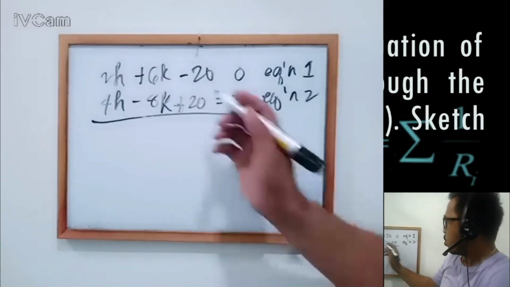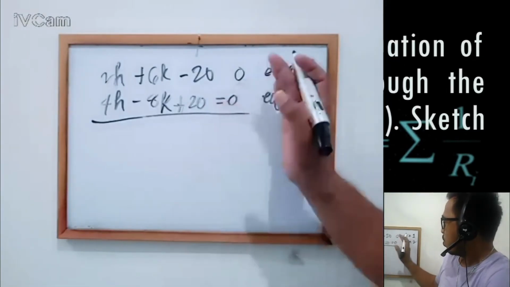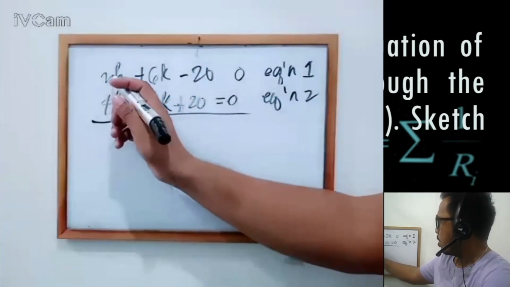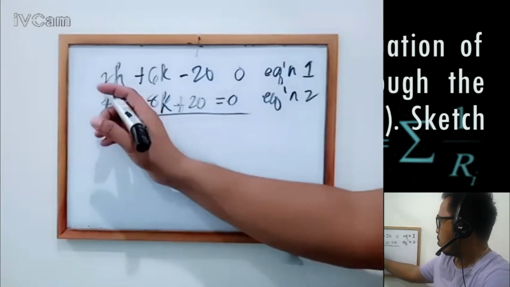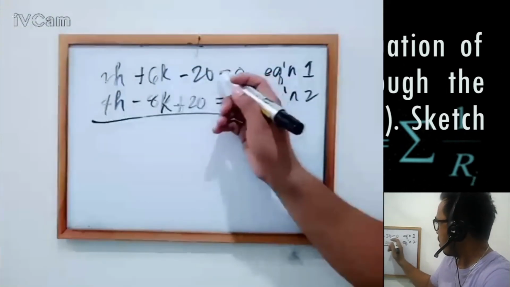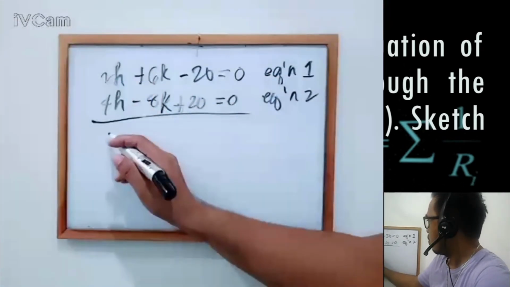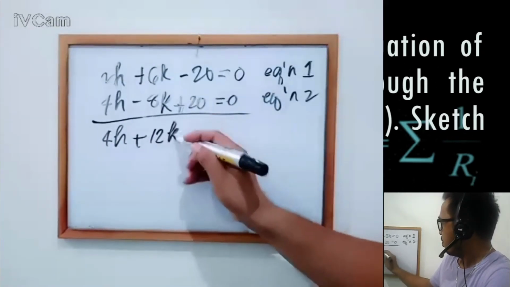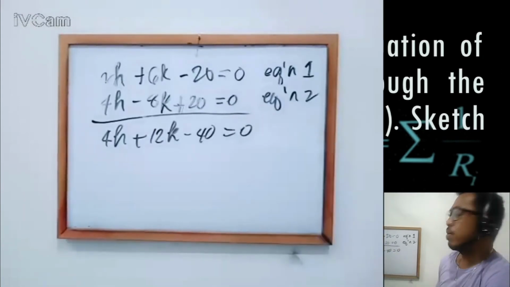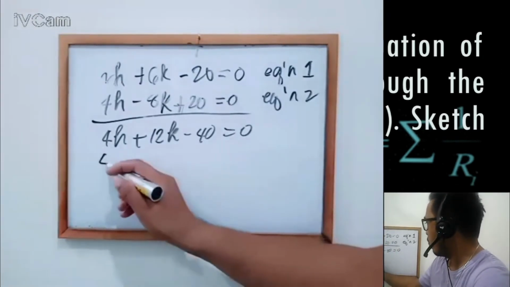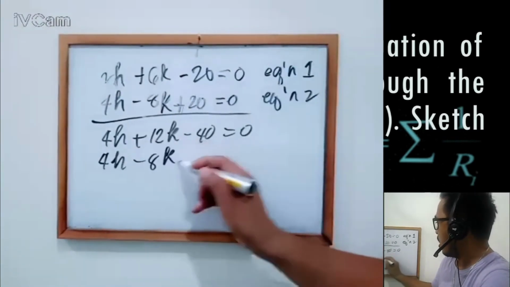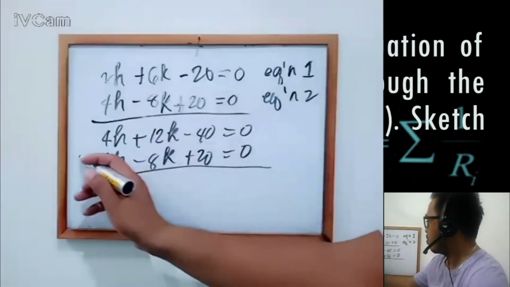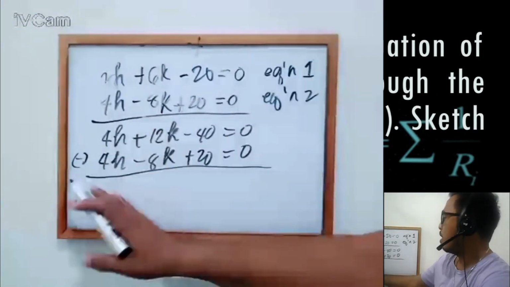Now we have two equations having two unknowns, so we will use elimination. We must eliminate h here, so we will multiply something to both sides of the equation. So it is now 4h + 12k − 40 = 0. Copy the second equation, so you have 4h − 8k + 20 = 0. Since they have the same sign, then you subtract. You subtract, h now will be eliminated.